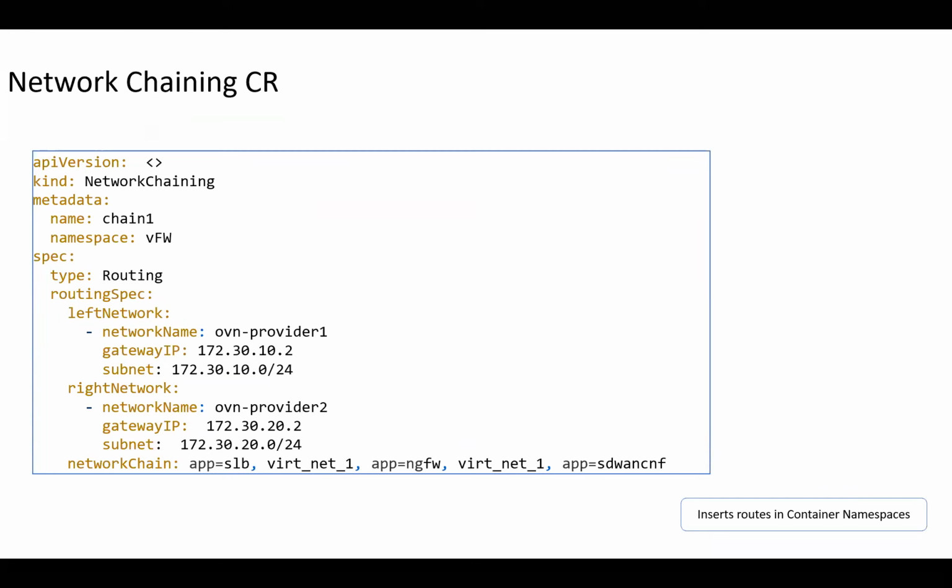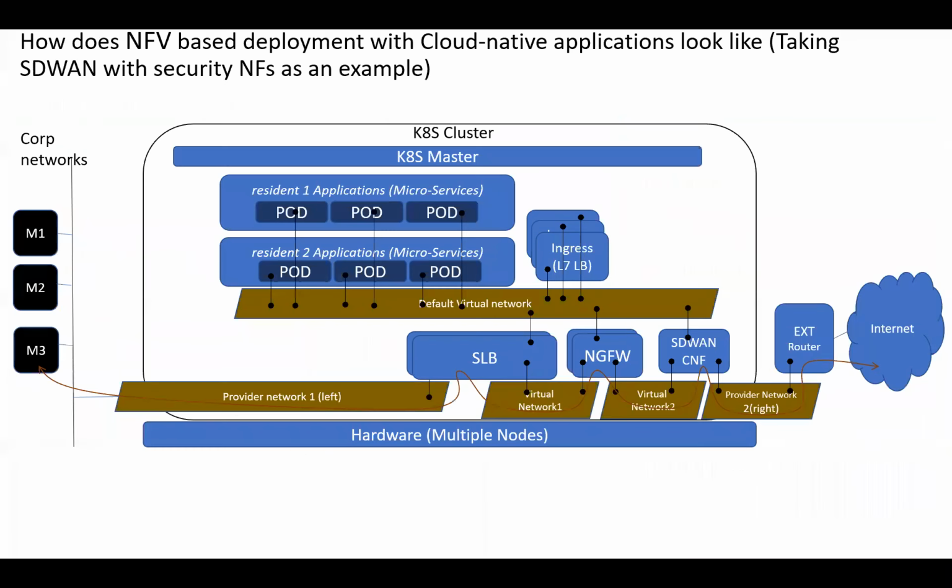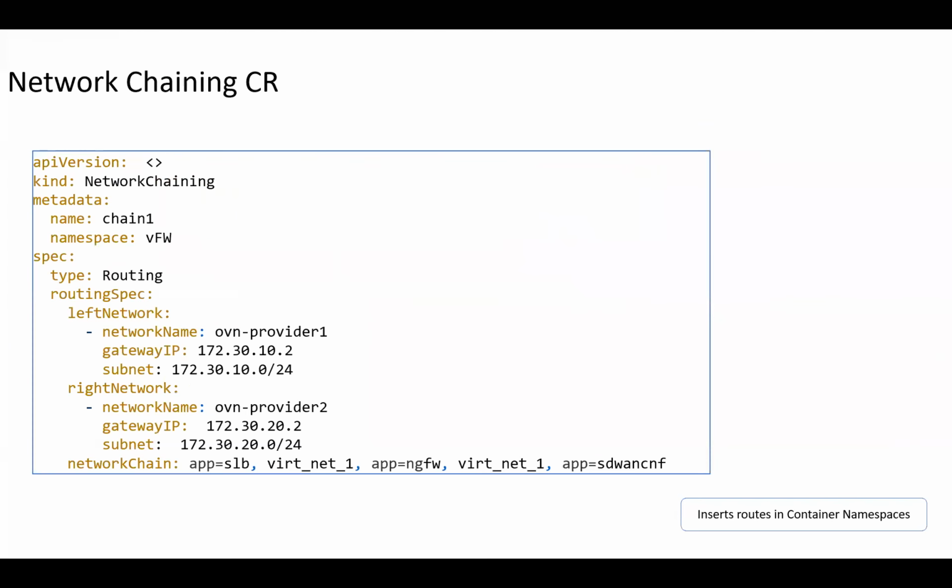So why do we need to define the gateway IP and the subnet for the left network and right network? You need to give the gateway address for your left provider use case, right? In this case, I would assume that the one who is connecting here should have a gateway address which is supported by the SLB. It is basically defining the provider network one. It is similarly a kind of virtual network.